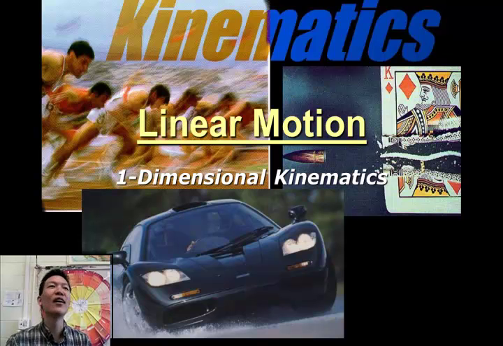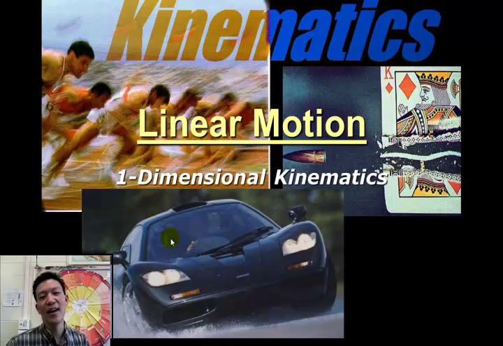Today we're talking about what's traditionally called one-dimensional kinematics, which is a fancy word. Linear motion is the easier way to define it. Notice what's in the word linear. The word what? Line, okay? So one-dimensional kinematics is a study of things that move in a straight line.